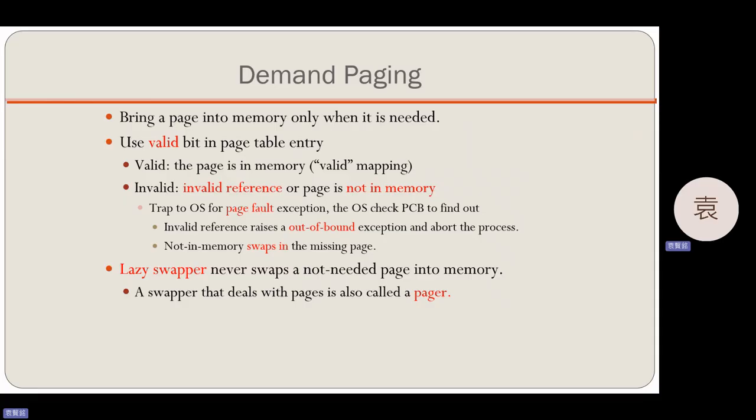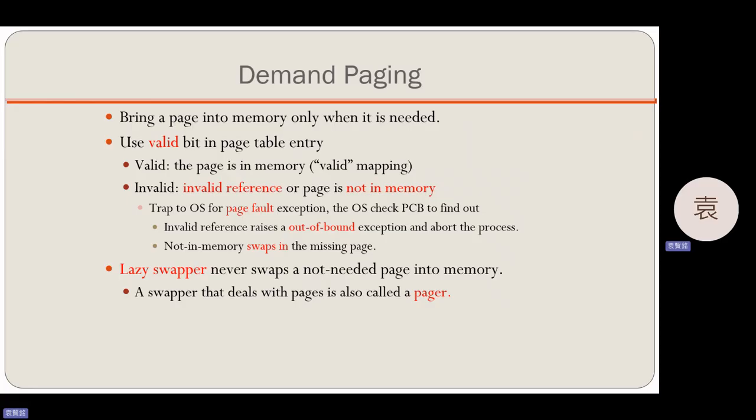Okay, so invalid may mean two things. One is an invalid reference. The second one is the page is not in memory yet. When we try to reference a page which is invalid, the valid bit is invalid, then a trap is triggered to the operating system, and this kind of trap we call a page fault exception.